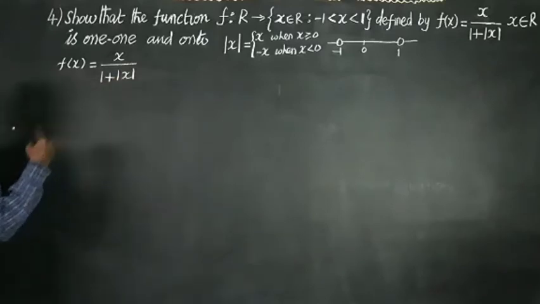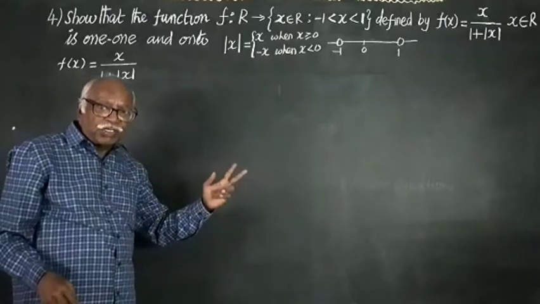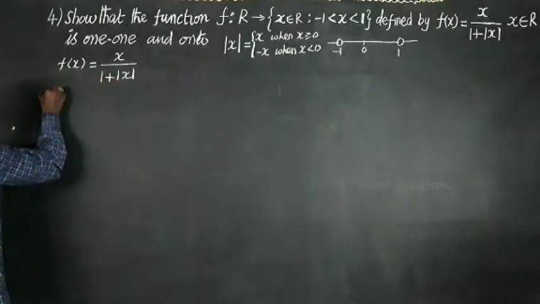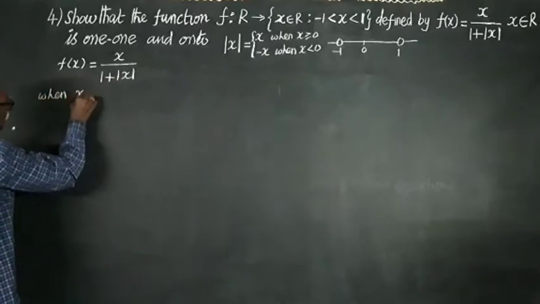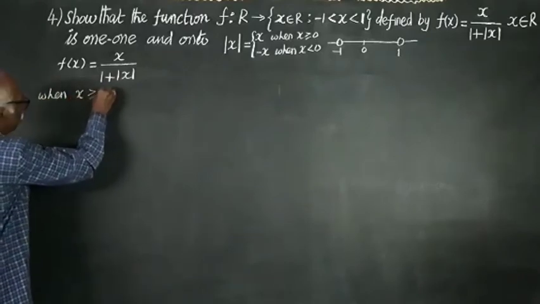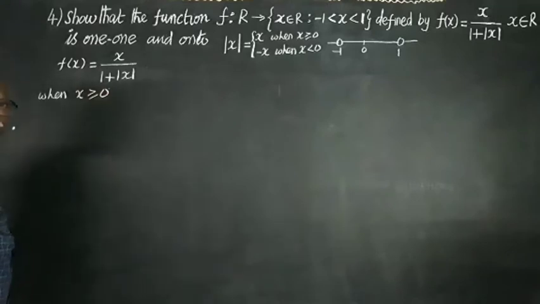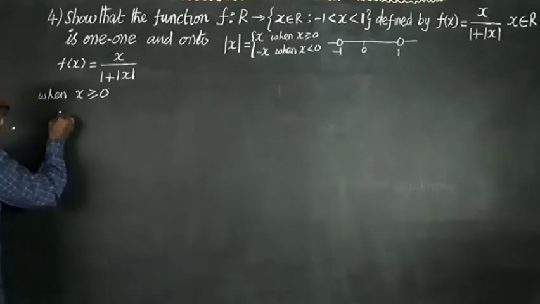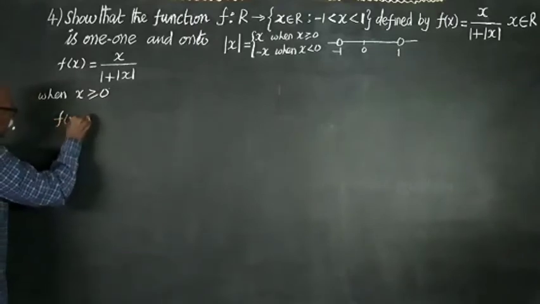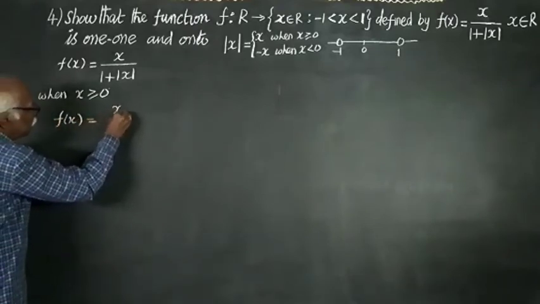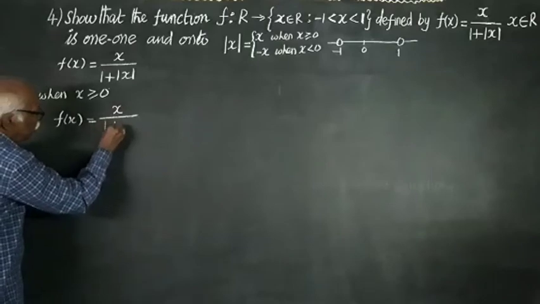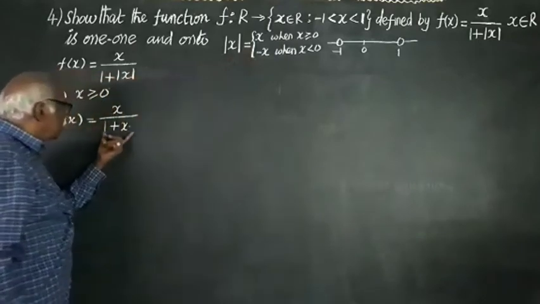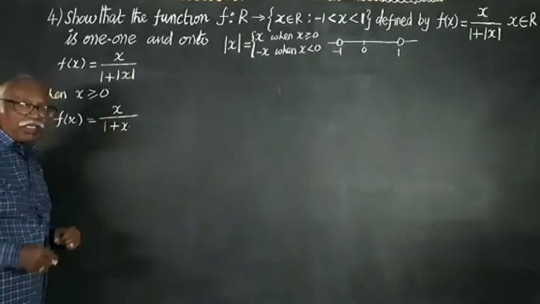Here, there are two cases: when x greater than or equal to 0, and when x less than 0. When x greater than or equal to 0, f of x is equal to x divided by 1 plus x, since the modulus of x is x. I am putting x, so f of x is x by 1 plus x.